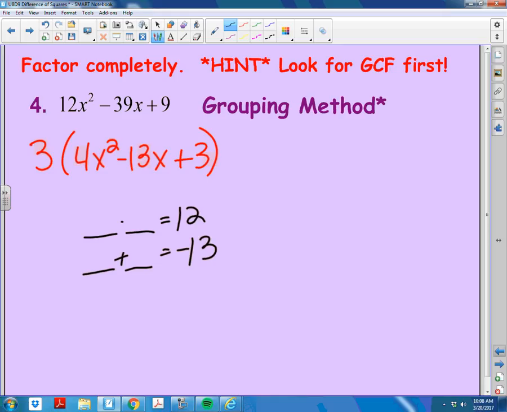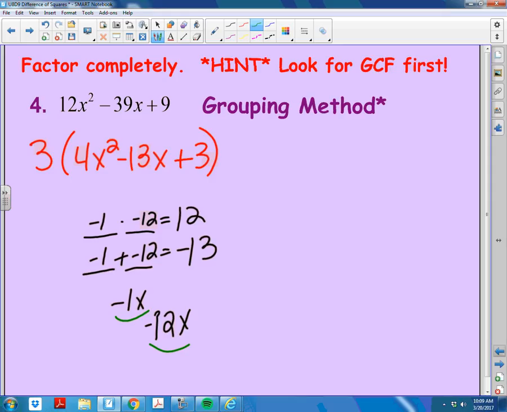Negative 1 and negative 12. So it's negative 1 and negative 12, which means it's negative 1x and negative 12x.